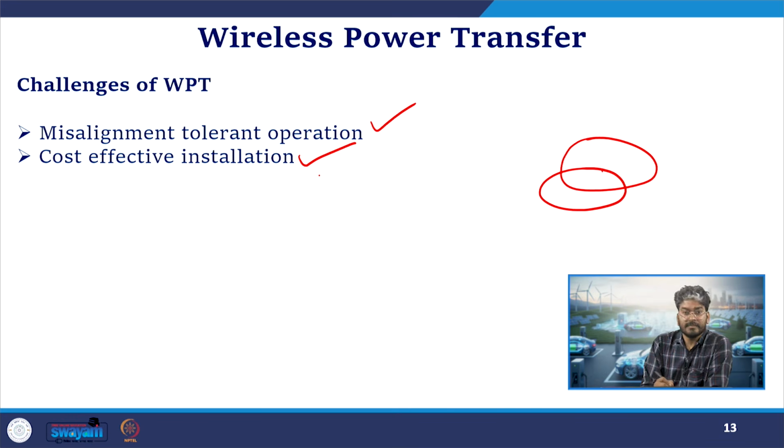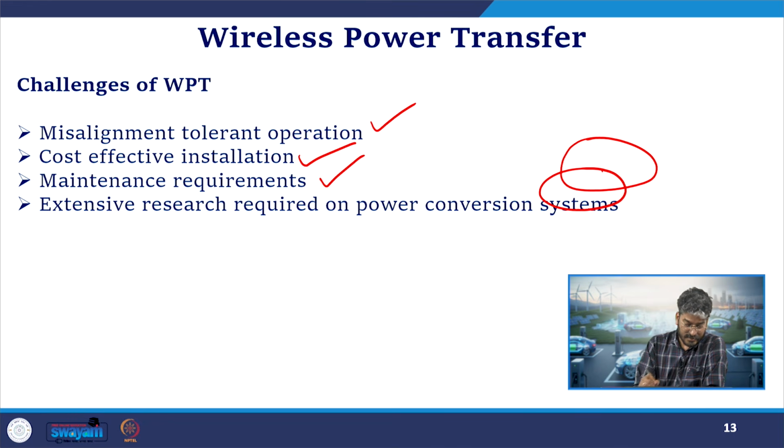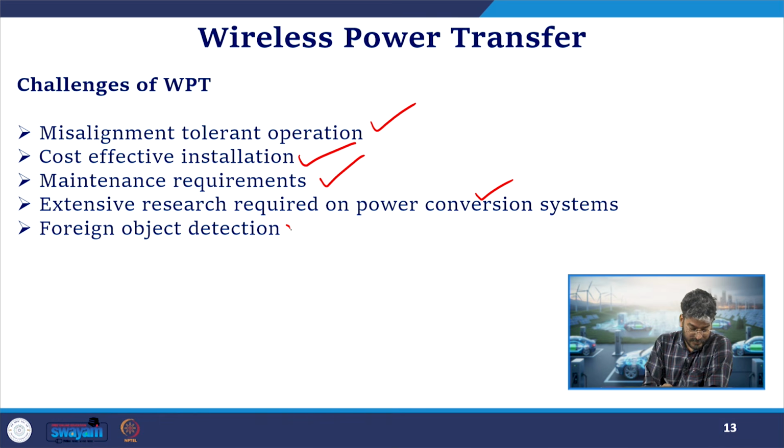Cost effectiveness. Here it will have various stages of conversion, so it will be a bit costlier. The main concern is from the cost side. Maintenance requirement: with dynamic charging or wireless charging, various stages of conversion are there, so their maintenance will be required. We will see what the stages of power conversion are. Each stage will have some power electronic components, so their size optimization and efficiency improvement require a huge amount of research and investment.